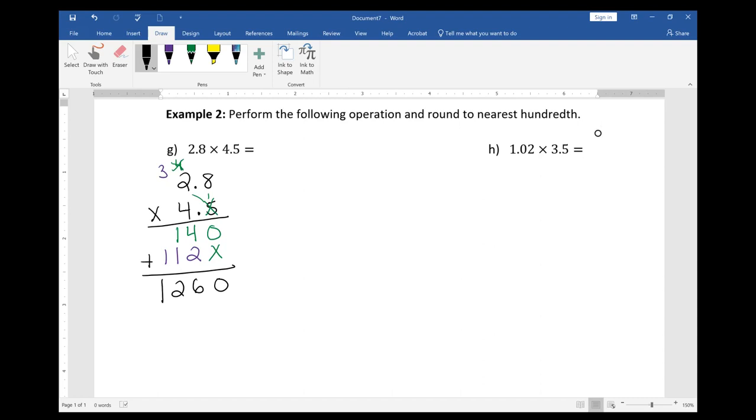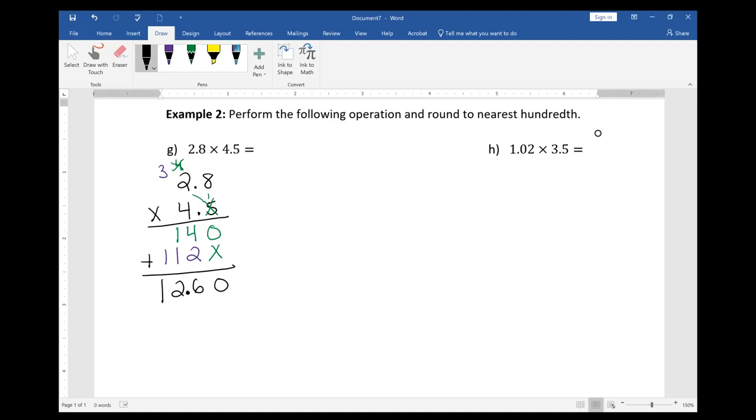How do we account for the decimal point? We go to our numbers and count how many digits we have to the right of the decimal point. So that's 1 digit, that's 2 digits. So we should see 2 digits to the right of the decimal point. Hence, my decimal point should go right there.